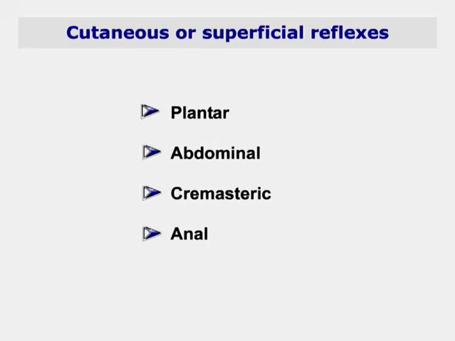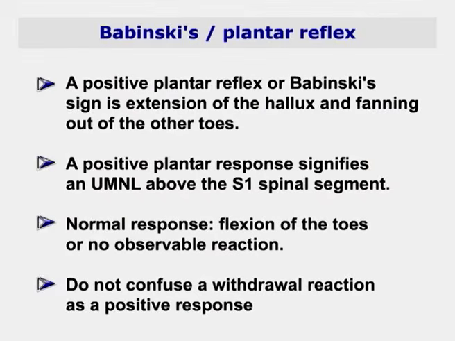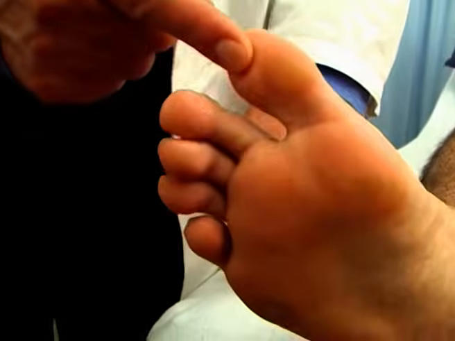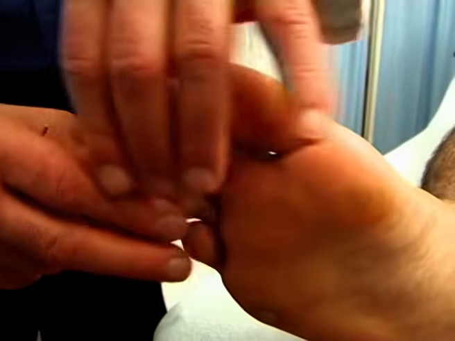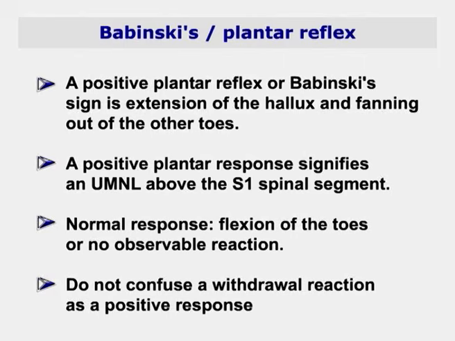These are also referred to as superficial or cutaneous reflexes. When eliciting the plantar reflex, you observe for the reaction of the toes to a superficial stimulus that is induced from the sole of the foot. A positive plantar reflex, or Babinski's sign, is extension of the hallux and fanning out of the other toes. A positive plantar response signifies an upper motor neuron lesion above the S1 spinal segment. A normal response would be flexion of the toes, or in some individuals there may not be any observable reaction.